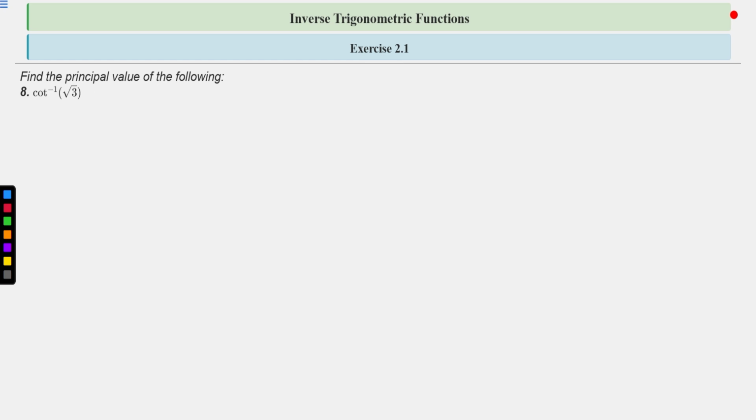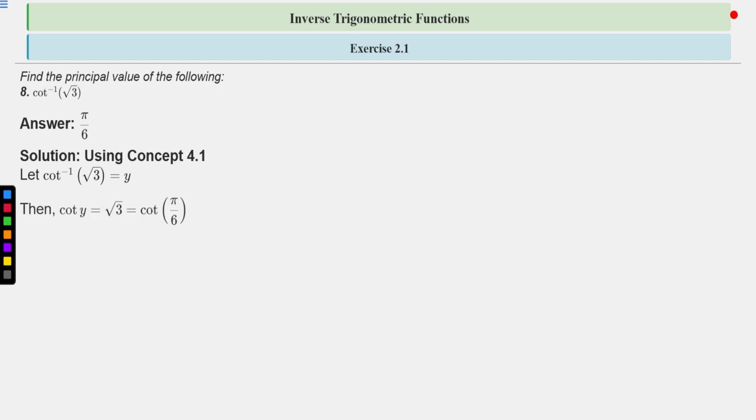We need to find the principal value of cot inverse root 3, right? So the correct answer will be pi by 6. Let us see how it will be pi by 6. Let cot inverse root 3 be equal to y, right? Clear?